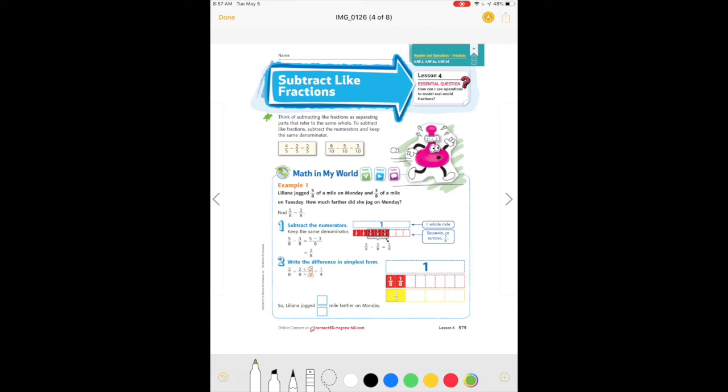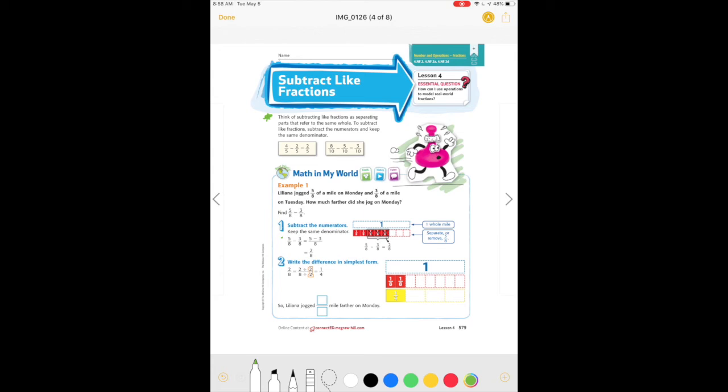All right, example 1, make sure you are doing these pages with me. Liliana jogged 5/8 of a mile on Monday and 3/8 of a mile on Tuesday. How much farther did she jog on Monday? So we are finding 5/8 minus 3/8. So step 1, subtract the numerators. Keep the same denominator. So we have 5/8 minus 3/8. We keep the 8 and we subtract 5 minus 3. Over here they have a model showing you what they did just as a reference, but remember, we are just using algorithm. We are just using the math for this.